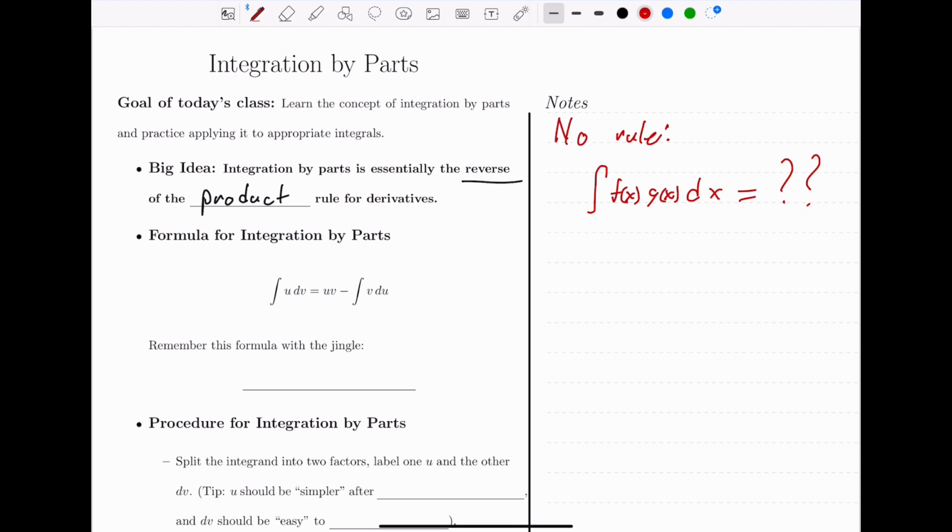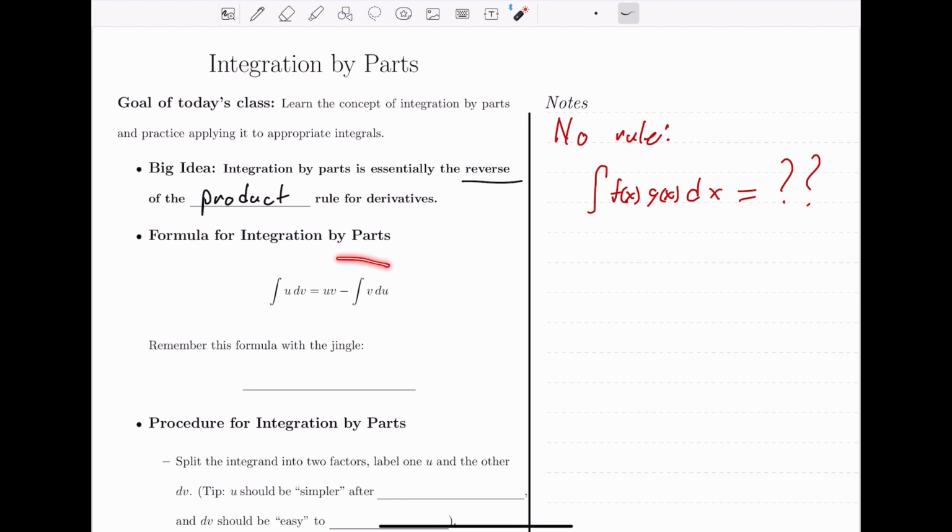So integration by parts is not a product rule for integrals, but it does come from the reverse of the product rule for derivatives. Here's the formula for integration by parts. We start with an integral which is of the form some function u times dv. This will be generally in terms of x. And this integral can be written as uv minus the integral of v du.